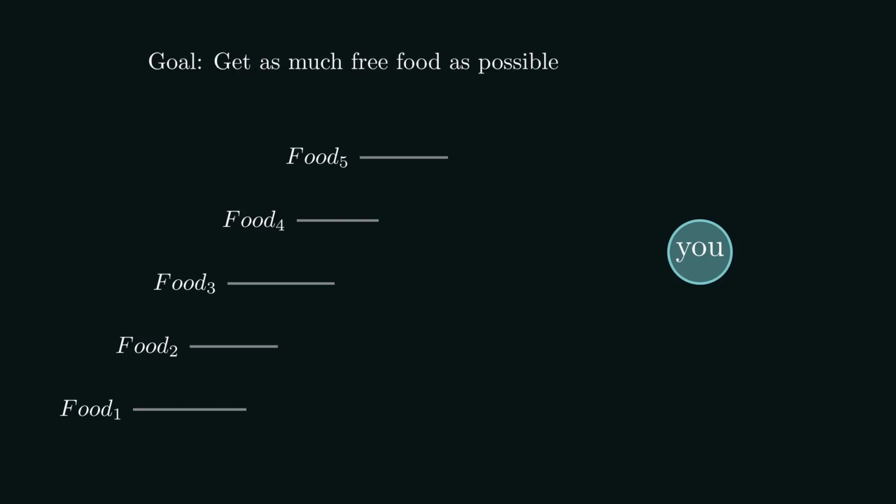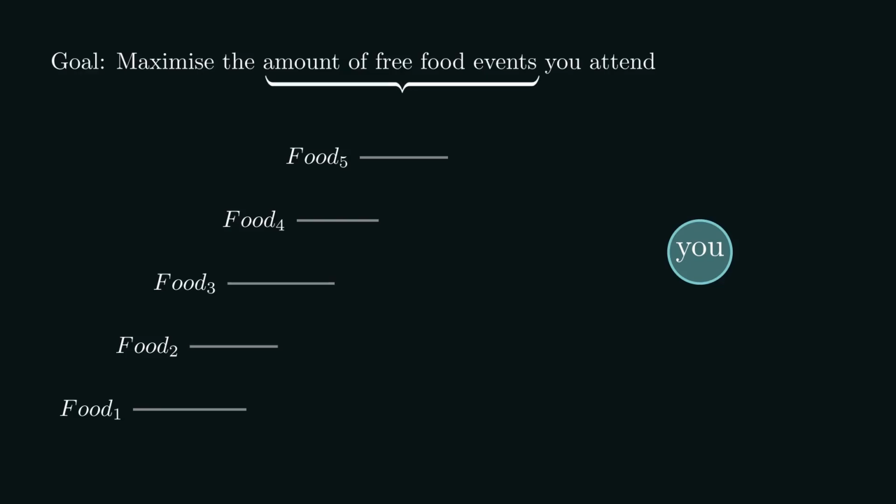Your goal is to get as much free food as possible, and we can frame this as an optimization problem where you want to attend the maximum number of events you can. We can call this maximum number of events opt, meaning the optimal or best solution. Now, from looking at this list, you might see that picking food 1 and food 4 would give you the optimal solution of 2 events attended, since the timings don't overlap, and that means that opt is 2. And there are actually a few different ways you can get this result. But how can we make a reliable algorithm for this?